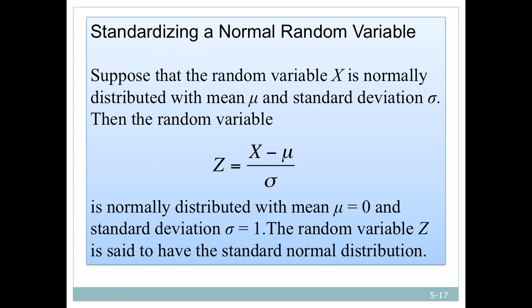So we start with the formula for a z-score, which we have looked at before. So let's suppose that the random variable x is normally distributed with a mean of mu and a standard deviation of sigma. We know that the random variable z is calculated by taking our x minus mu and dividing by sigma. We know that it's going to be normally distributed, the mean is going to be 0, and the standard deviation is going to be 1. This is called our standard normal distribution, or standard normal curve. So the random variable z is said to have a standard normal distribution.